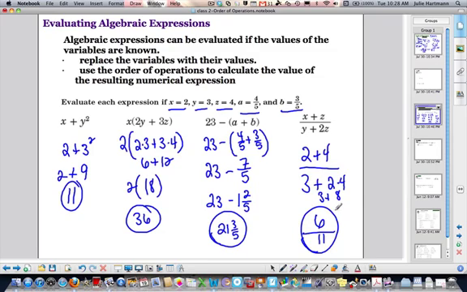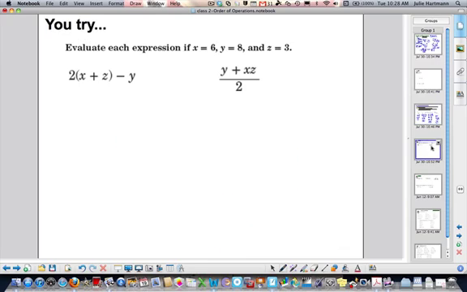Okay. Next slide, some you try. Okay, go ahead. Plug in the values for the variables and evaluate them. Okay, and that is it for order of operations. Hopefully you got some good practice in there.